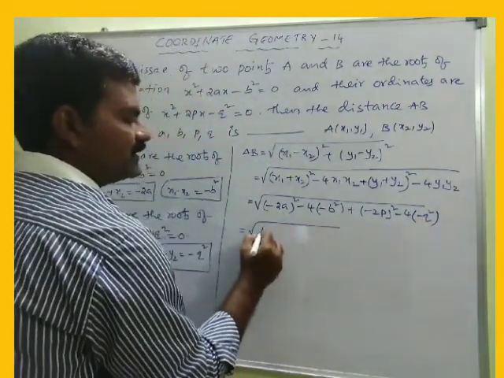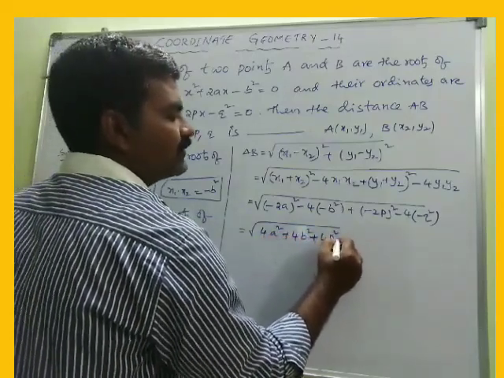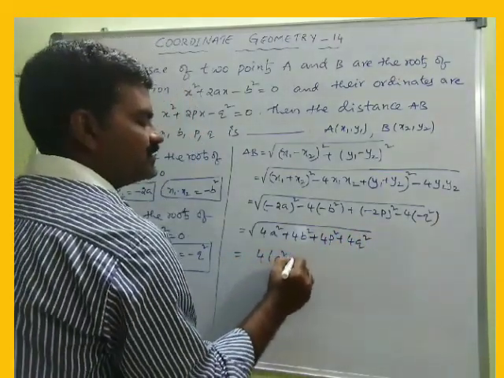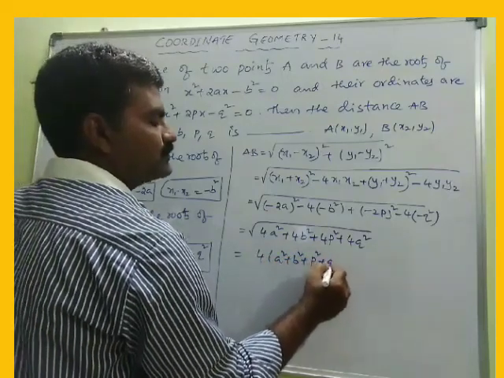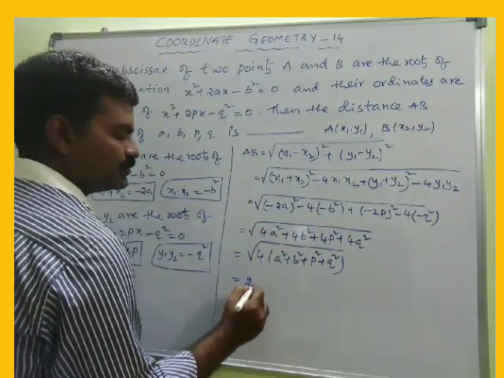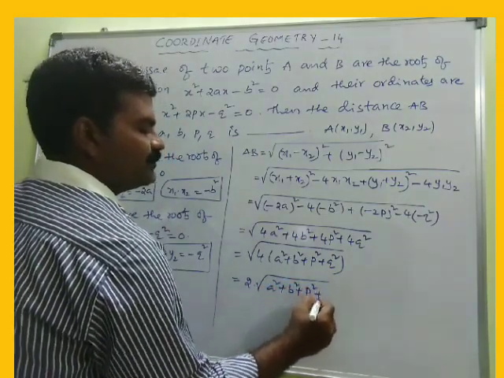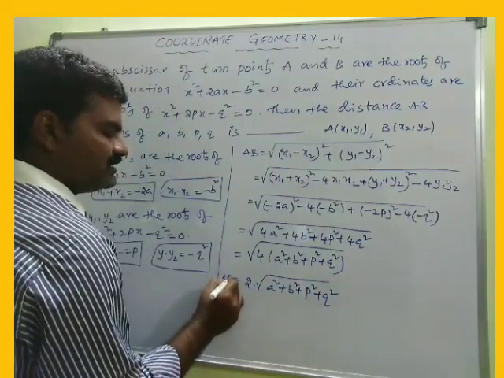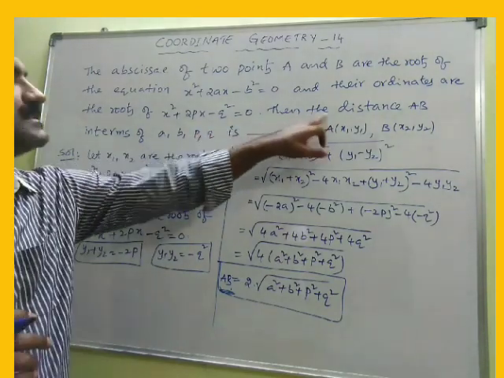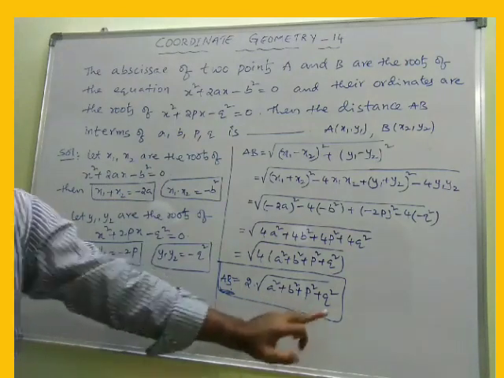So minus 2a square is nothing but 4a square plus 4b square plus 4p square plus 4q square. From this I can take 4 common, which is a square plus b square plus p square plus q square, and entirely in the root. Now root of 4 is nothing but 2 into root of a square plus b square plus p square plus q square, which is the distance between the points. So we want the distance, that too in terms of a, b, p, q.